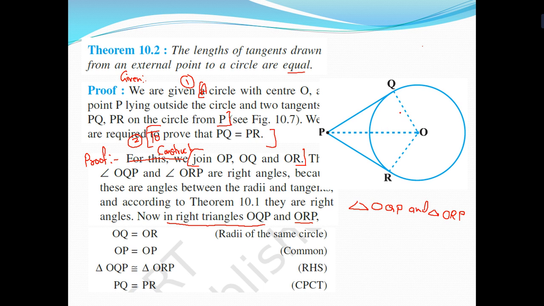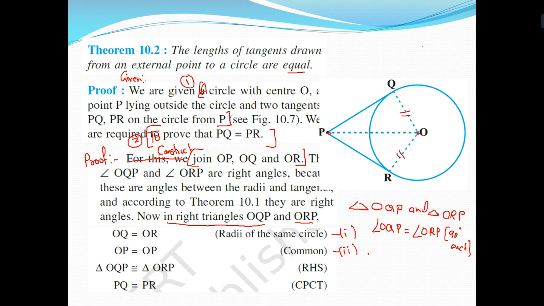OQ and OR are radii of the same circle. So that is one. And OP is equal to OP, common. OP is common, that is second. Here we prove by RHS. Why? Because we also have to write angle OQP is equal to angle ORP, 90 degrees each.